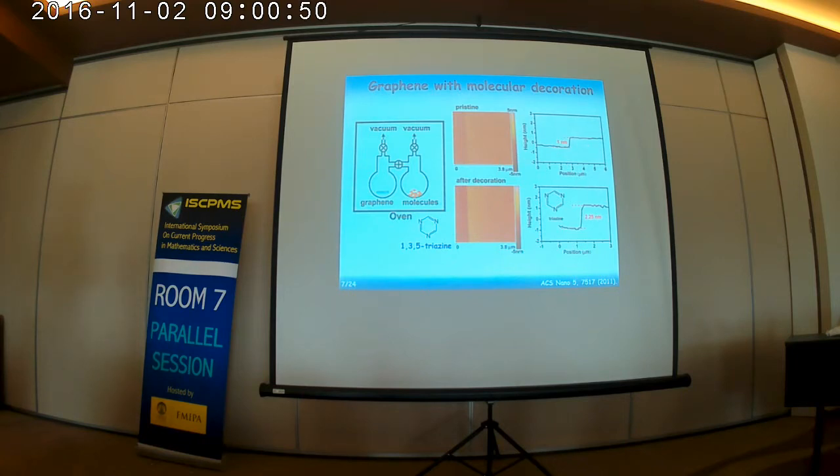Here I'm showing you the atomic force microscopy AFM image. This is the AFM image and the cross-section profile of the height of the graphene and the molecular decoration on top of the graphene. You see the graphene thickness is around 1 nanometer, so this is about 2 to 3 layers of graphene. And on top of the graphene, there's a triazine molecule layer. Its thickness is about 1.25 nanometers.